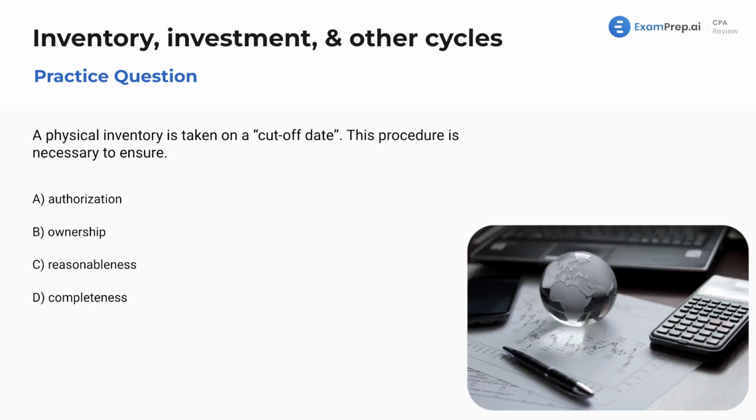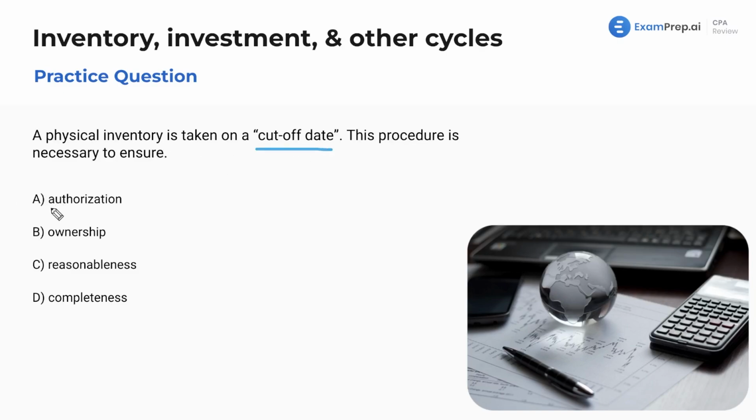Next up, a physical inventory is taken on a cutoff date. So this inventory count is taken at a cutoff date. This procedure is necessary to ensure which of these. This inventory count can be taken at any point, right? If you want to verify the amount of inventory at any particular date. However, specifically taking an inventory count at a cutoff date is going to allude to one of these.